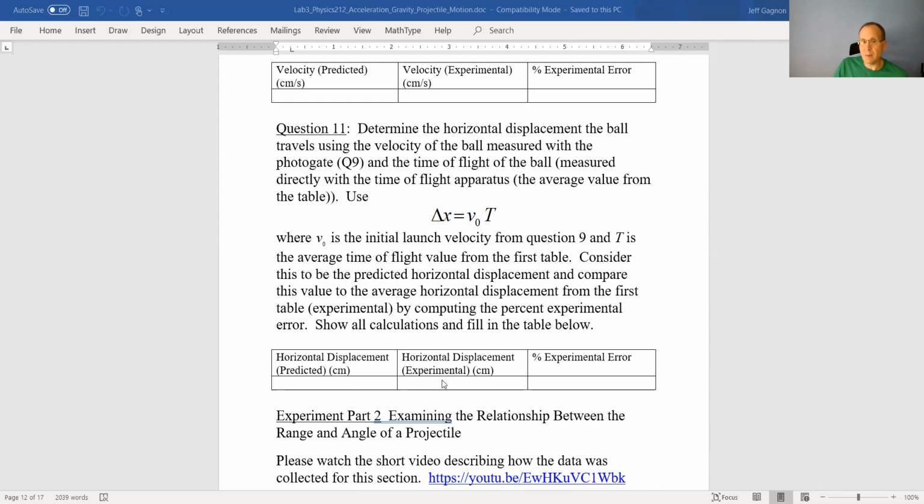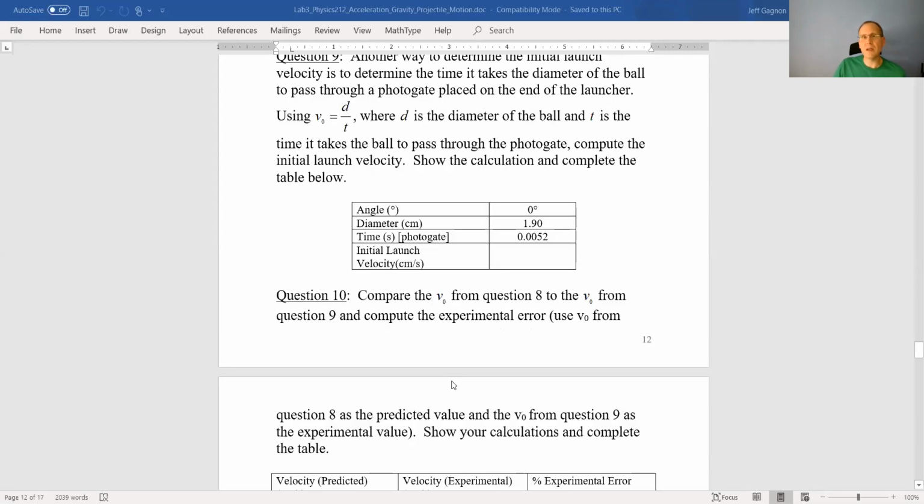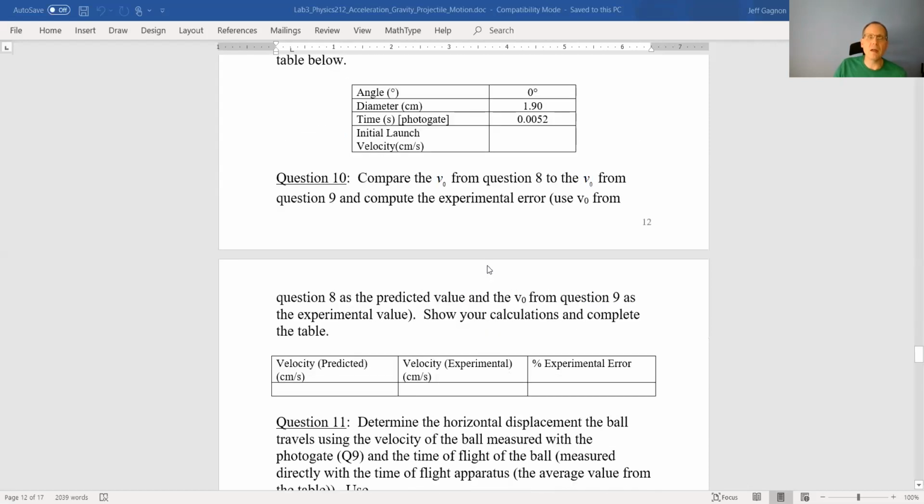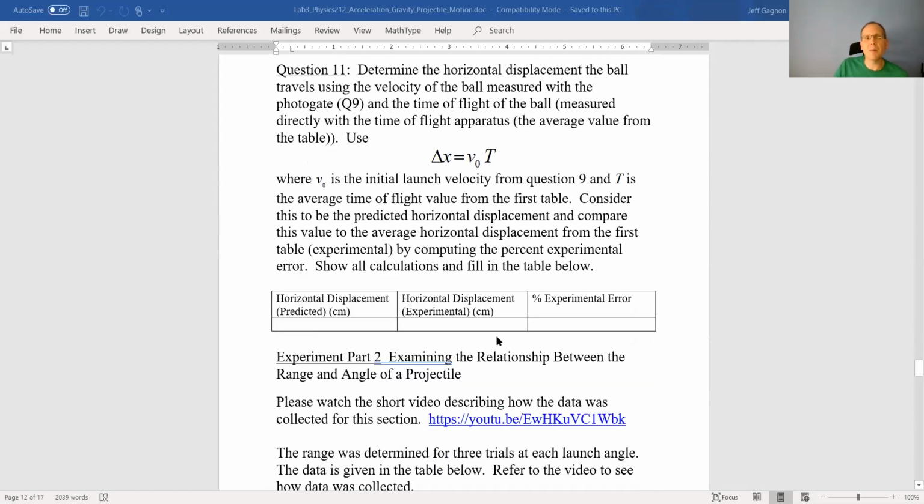For the horizontal displacement experimental, you're simply going to use the average from this table. So if you average all those values, that's going to be your average horizontal displacement. And then they should be similar. So we'll compare the two by computing a percent experimental error, right? So just like before, find the difference, make it positive, and then divide by the predicted horizontal displacement times 100, and that'll be your percent experimental error.